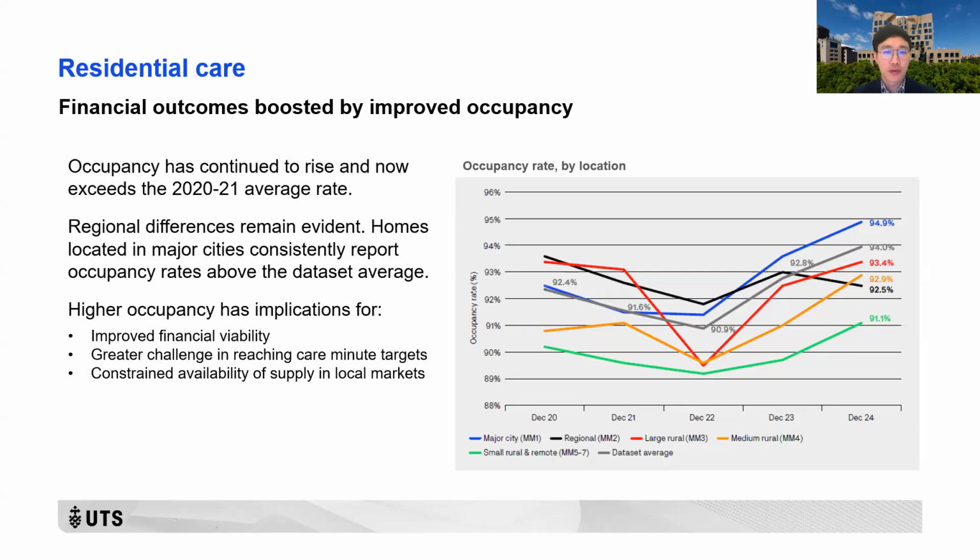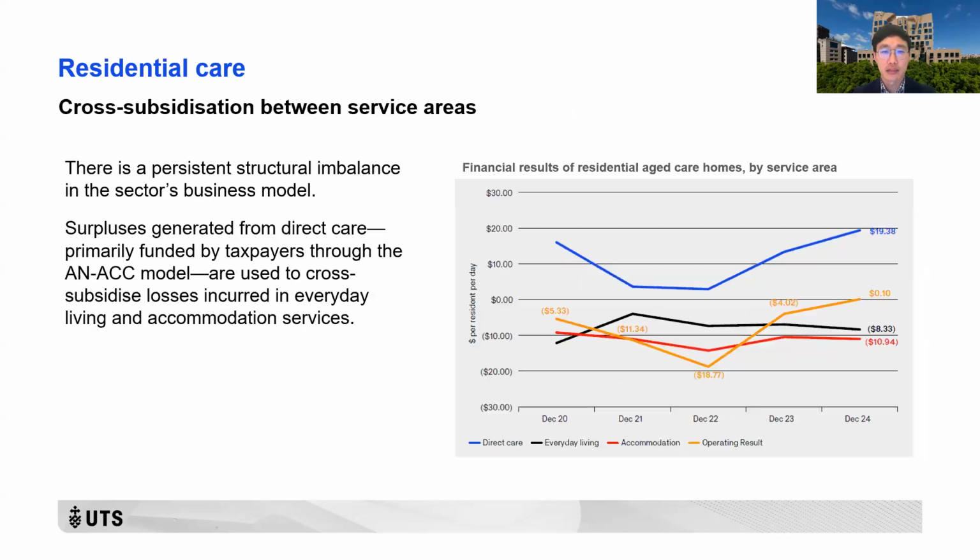So to better understand the financial viability of residential aged care, we analyze their financial performance across key service areas. This graph highlights the main areas: the direct care services, everyday living, and accommodation services. It helps us to break down the contribution of each area to the improved operating results that we observed this year. As discussed before, the operating result, shown in the orange line, is near break-even this year. And this improvement in the financial outcome is the result of several key areas, especially the substantial surplus in the direct care services shown in the blue line, with a surplus of $19, which is partially offset by the continued deficit in two service areas, which are the everyday living services in the black line and the accommodation in the red line.